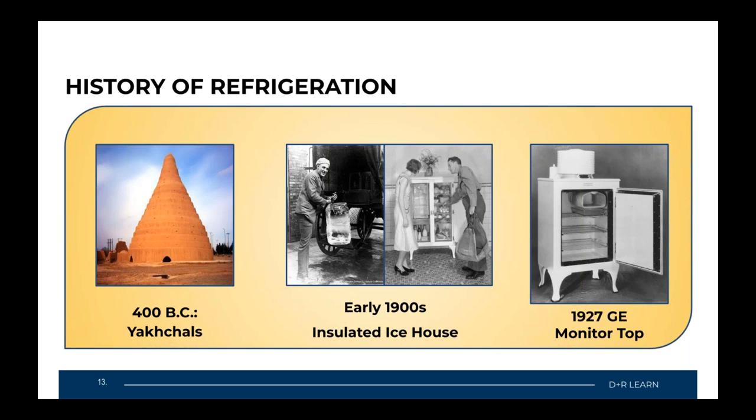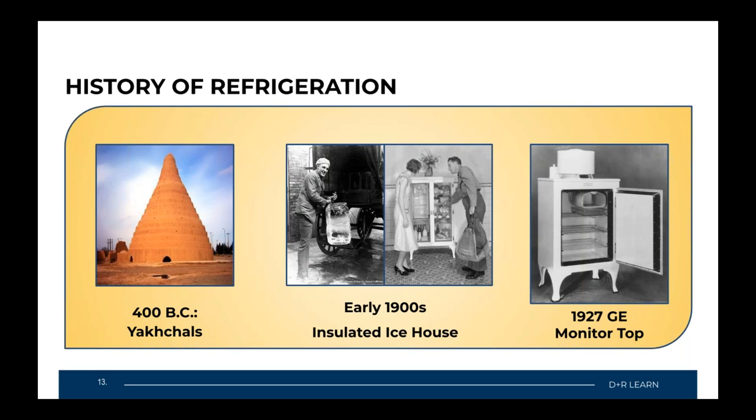The process wasn't mechanical of any nature. It was a natural process, which allowed that cold air to pour directly into the base of the yakhchal. At the same time, the tall conical shape of the building, or the ice house, guides any of the remaining heat upwards and outside through the openings at the very top. And through this active process, the air inside the yakhchal remains cooler than the outside.